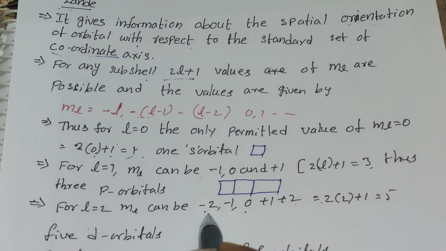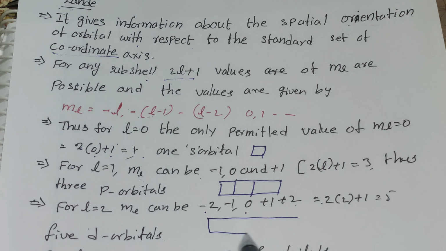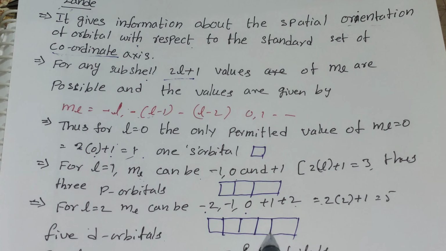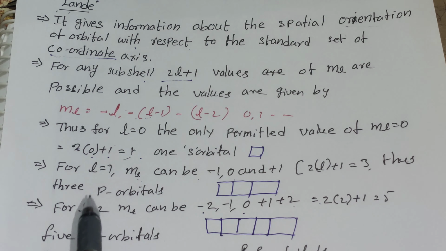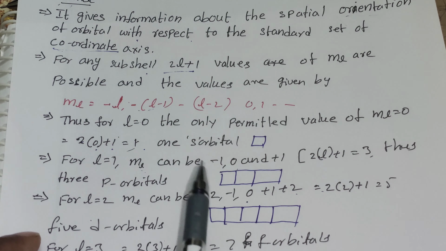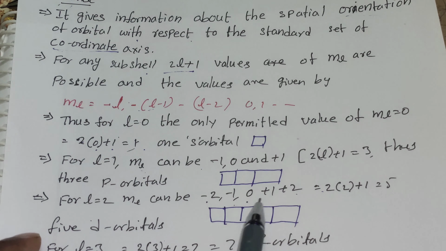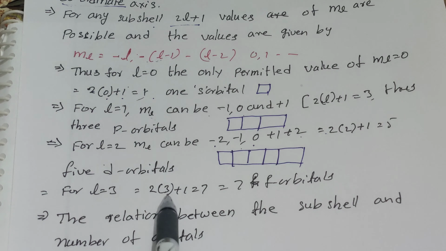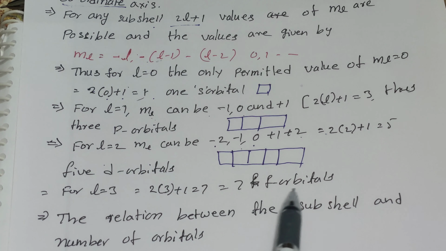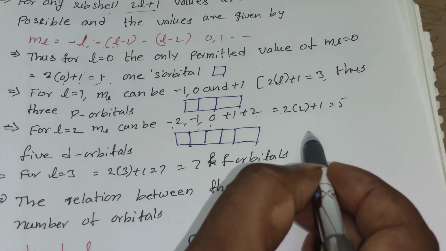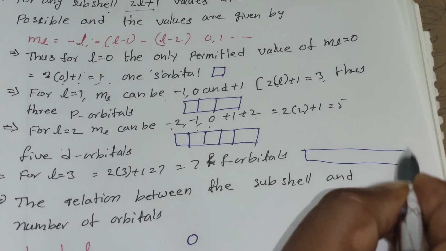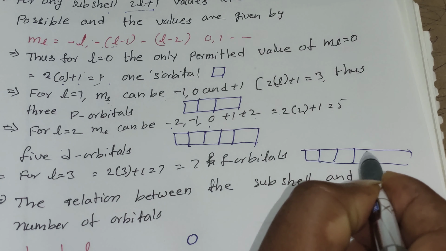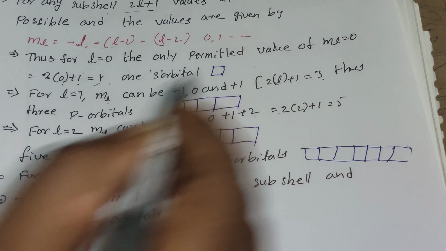So in the d subshell, how many orbitals does it contain? We are getting 5 orbitals, 1, 2, 3, 4 and 5. Okay students, for l equal to 2, ml can have -2, -1, 0, +1, +2, and in total we are getting 5 d orbitals. And for l equal to 3, 2 into 3 plus 1 equals 7, that is the f orbitals. That means we are getting 7 orbitals, like 1, 2, 3, 4, 5, 6 and 7 orbitals.